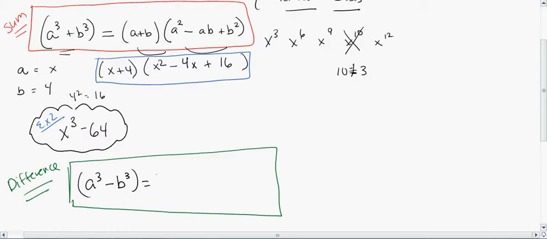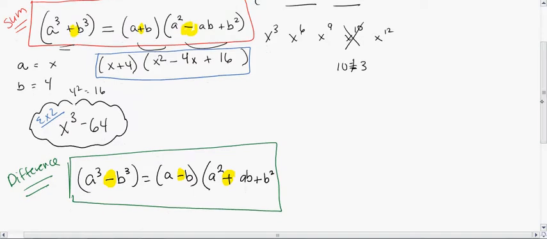Here's what it looks like. First factor is going to be A minus B. So the cube root of A cubed minus the cube root of B cubed. Second factor looks really similar. It's also going to be A squared, but then it's going to be plus A times B and plus B squared. So there are a couple things that are different here. First thing is that we're subtracting. Second thing is that we're adding here. So these are the places that are different.